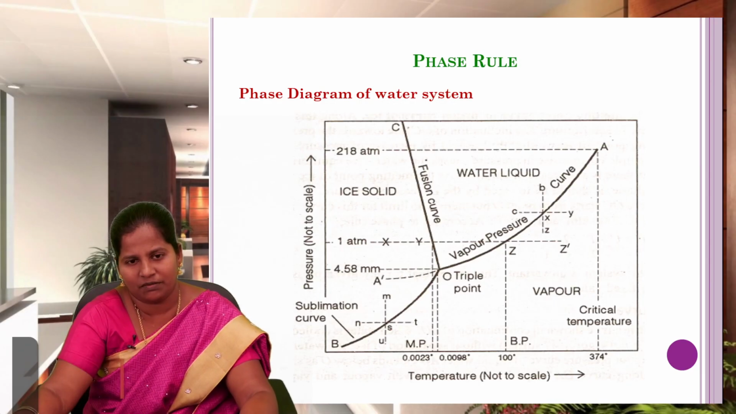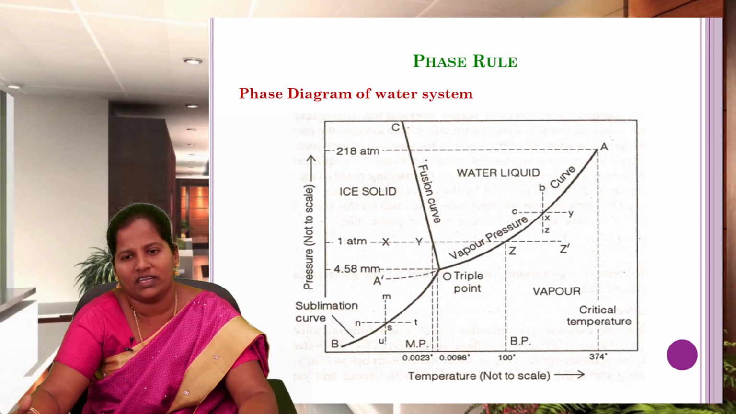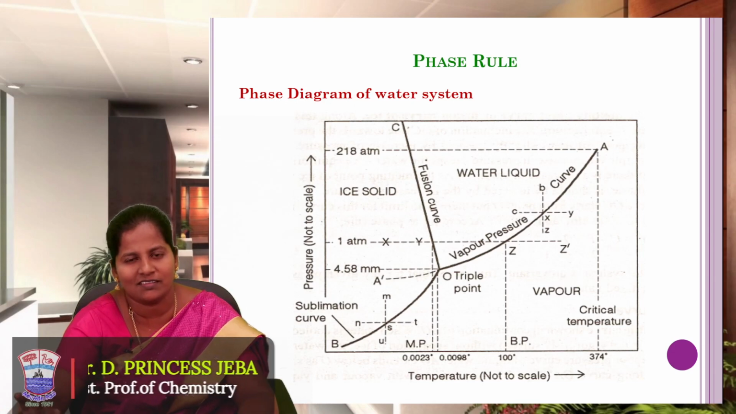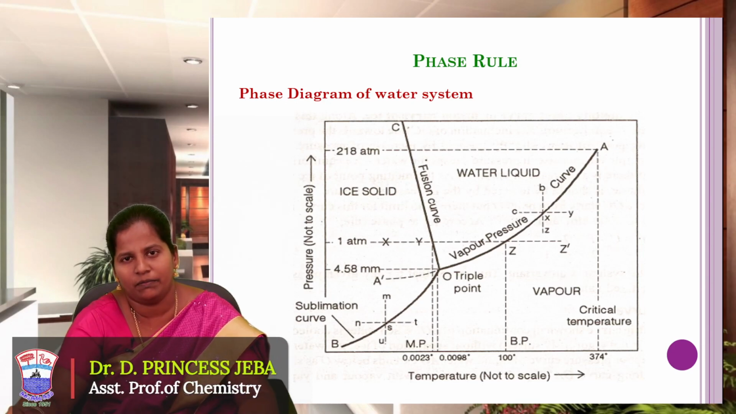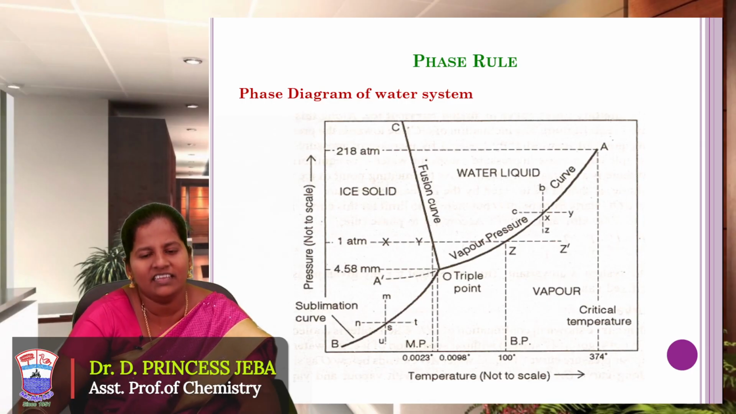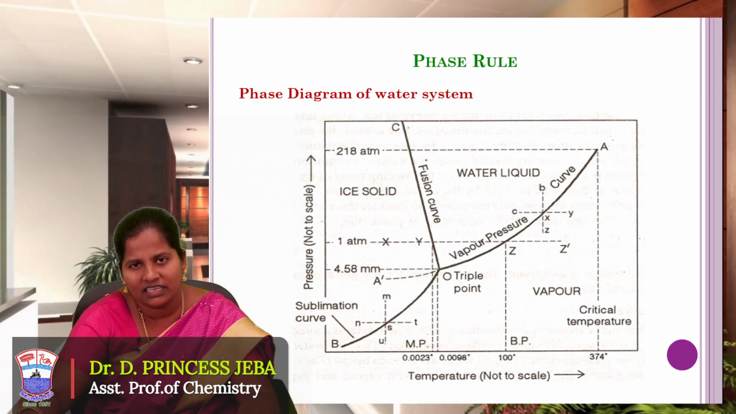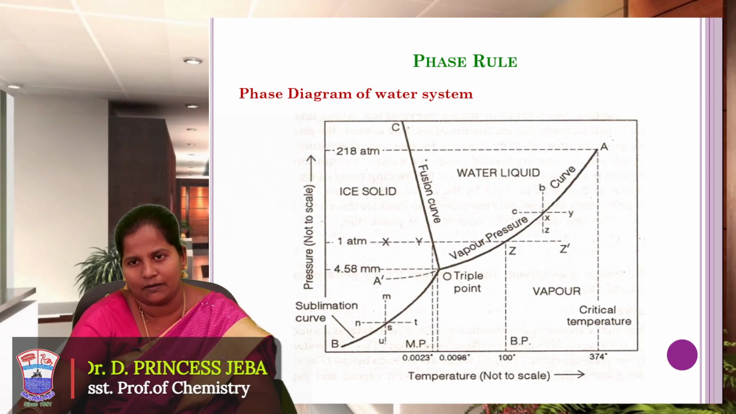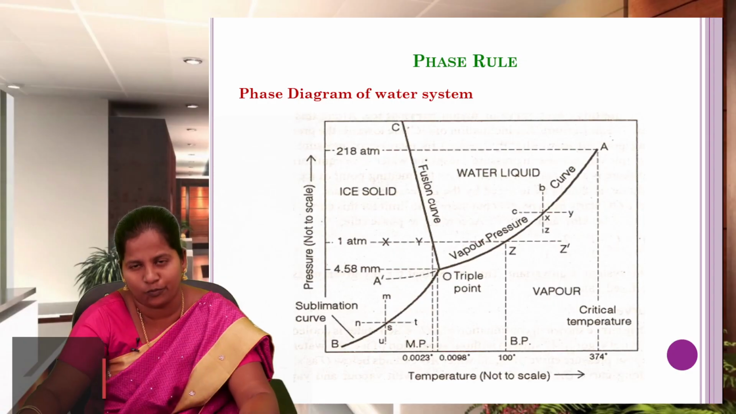Above this critical temperature, no liquid water can coexist. So before the critical temperature, we have two phases: liquid water and vapor, whereas above this critical temperature, only the vapor phase exists. So along the curve OA, we have two phases, and at a particular temperature, 100 degrees Celsius, the vapor pressure of water equals the atmospheric pressure. So at this point, water starts boiling.